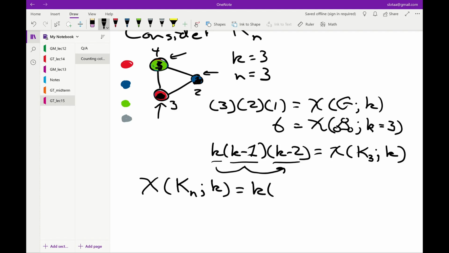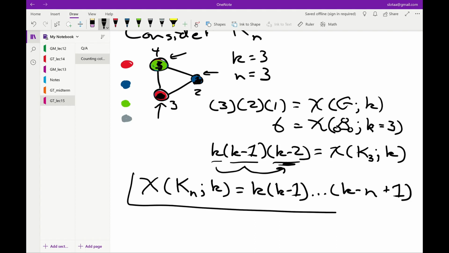So we can generalize this to any arbitrary clique: k times k minus 1 times k minus 2 times k minus 3 and so on, up to k minus n plus 1. Likewise, when we were first considering the triangle, k minus 3 plus 1 equals k minus 2. So essentially this gives us the number of different ways that we can properly color any clique.